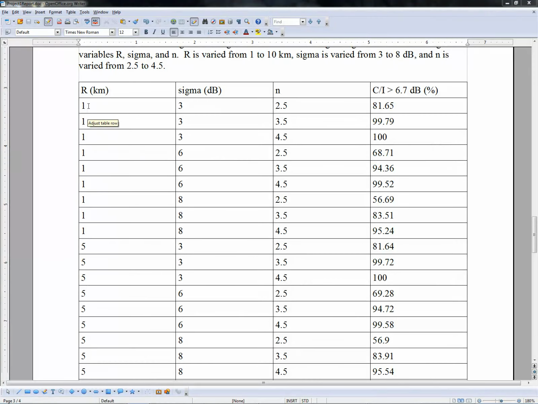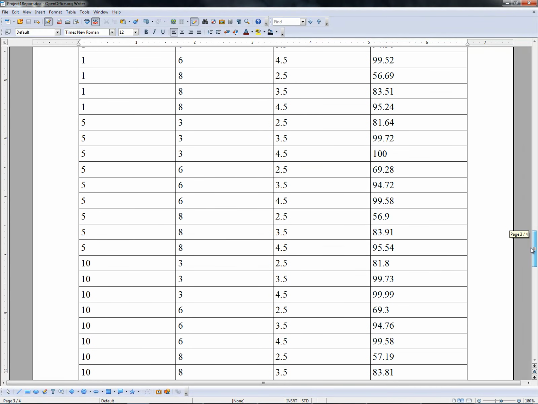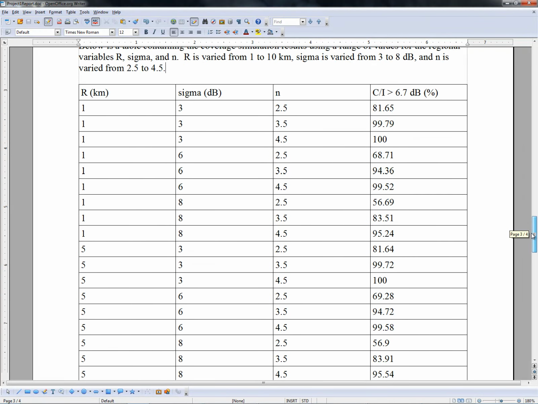And for my simulation variables, I've selected each of the boundary values, as well as one that's located in the middle of the boundaries. For example, for the radius I used 1, 5, and 10. For sigma I used the values 3, 6, and 8 dB. And for the values of the path loss index, I used 2.5, 3.5, and 4.5.